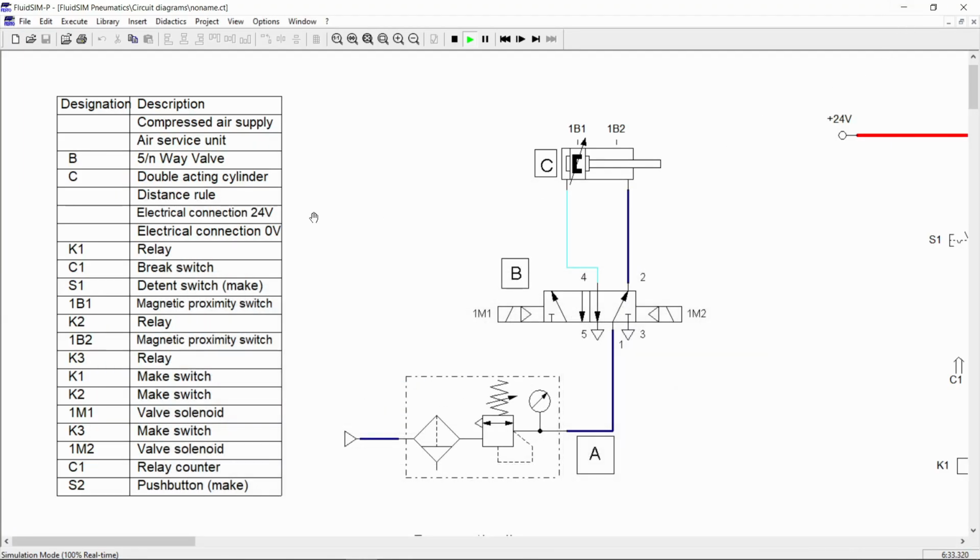Okay, these are the components used in figure 3: compressor air supply, air service unit, 5-way valve, double acting cylinder, distance rule, electrical connection 24 volt, electrical connection 0 volt, relay, break switch, detent switch make, magnetic proximity switch, relay, magnetic proximity switch, relay, make switch, valve solenoid, make switch, valve solenoid, relay counter, and push button make.